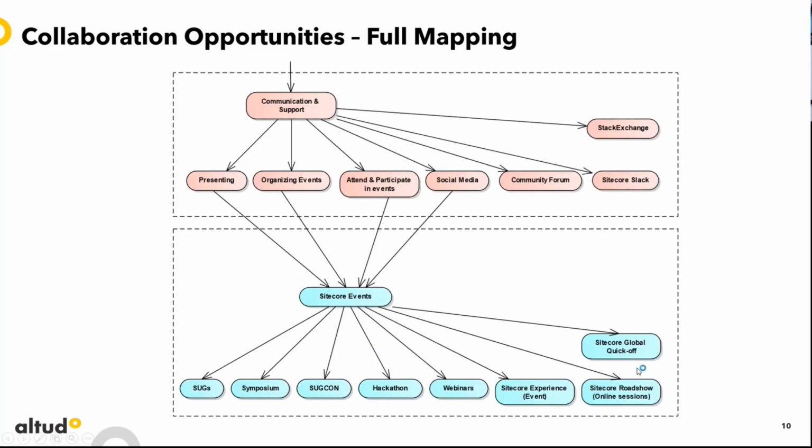The second slide here, we have basically the communication leg, communication and support, where, summarizing, we can be presenters, we can be organizing events, and we can also attend and participate in third-party events. Social media, participating on Twitter, LinkedIn, Facebook, and all the channels will be important. The community forum: responding, asking, Stack Exchange, Sitecore Slack.